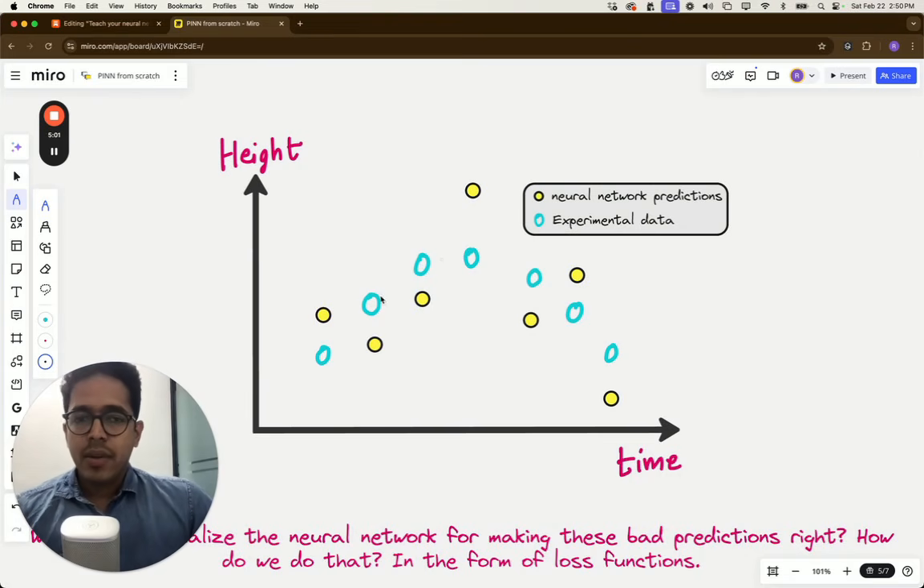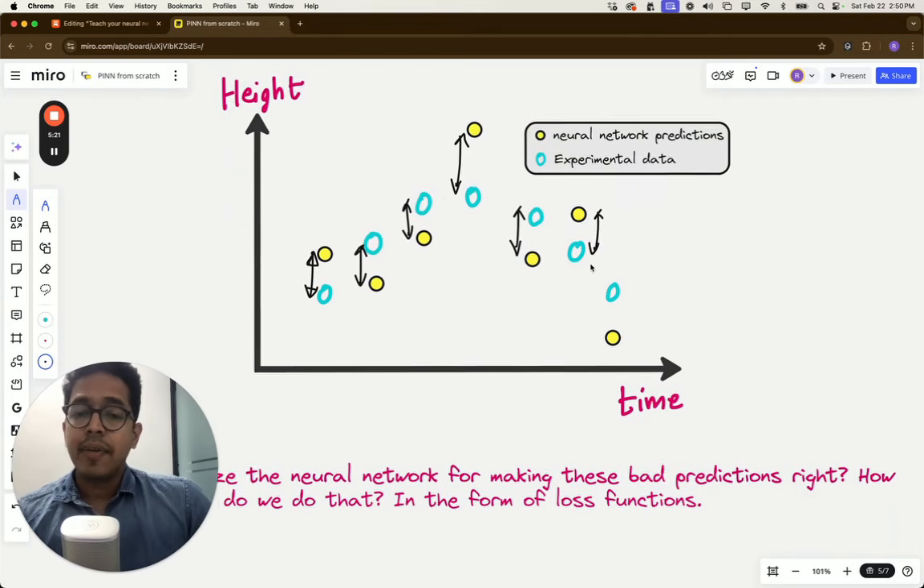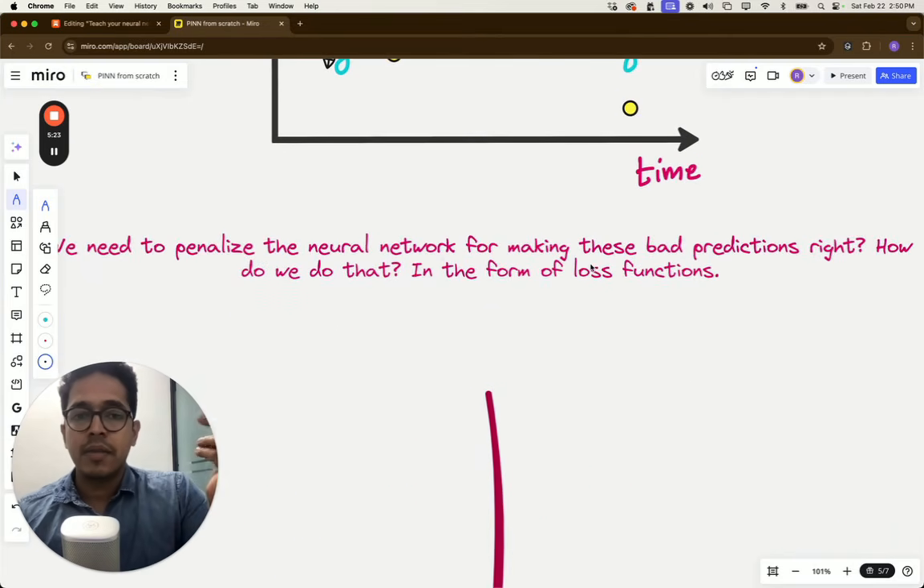Now, clearly, you can see from this data that the neural network is not good because there is something called error. There is a difference between what is being predicted by the neural network and what is the reality. So there is this much difference, this much error for these data points, right? The predictions are very much far off from reality. So you have to communicate this to your neural network, which means you have to penalize the neural network for predicting far away from your experimental data set.